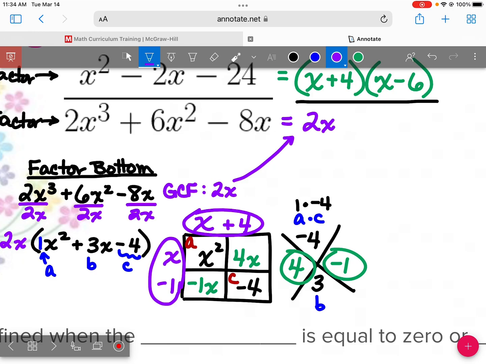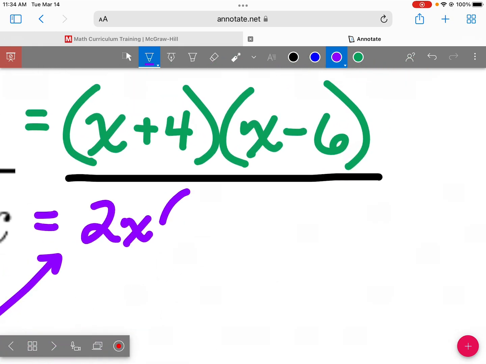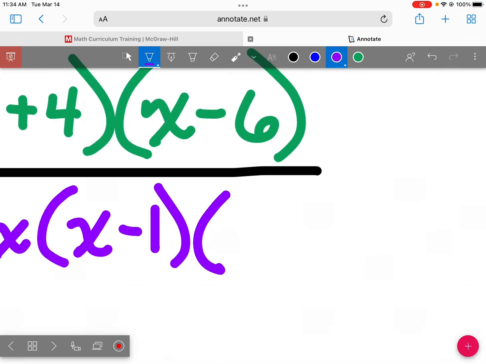I got 2 factors from doing my area model. It has 3 factors. Why does it have 3 factors? Because we had that 2x, the GCF, the greatest common factor. All right, so in my denominator, I have 2x. I have x minus 1. And I have x plus 4.